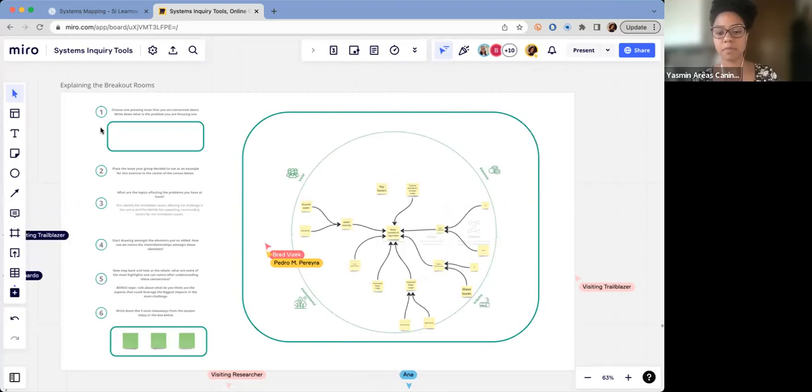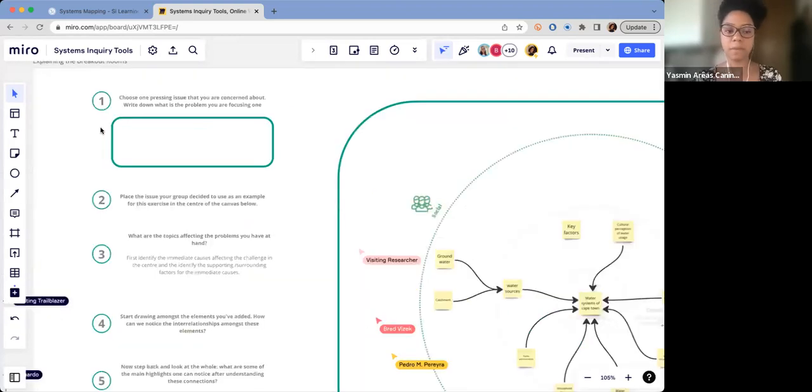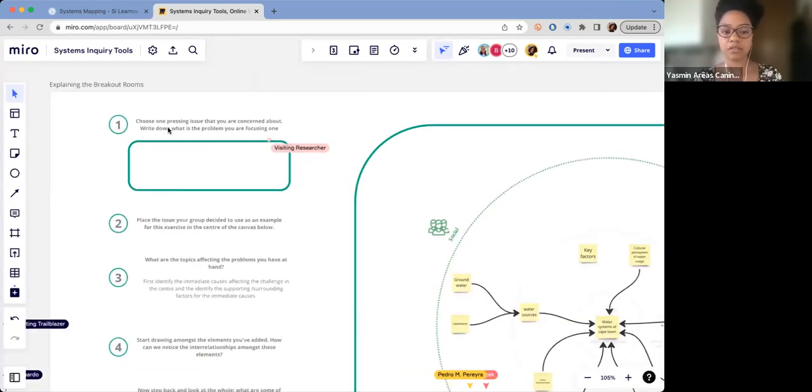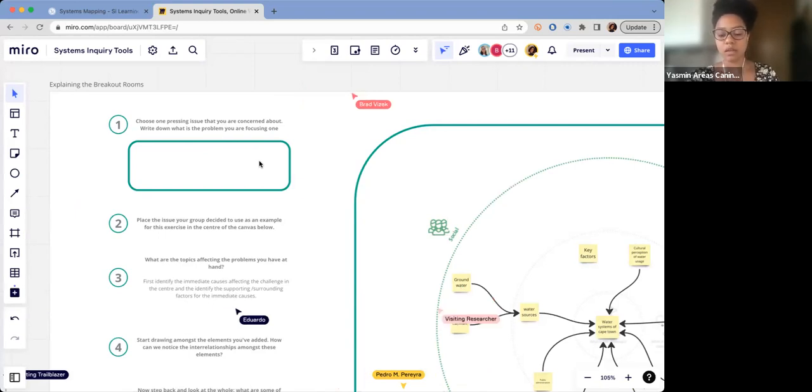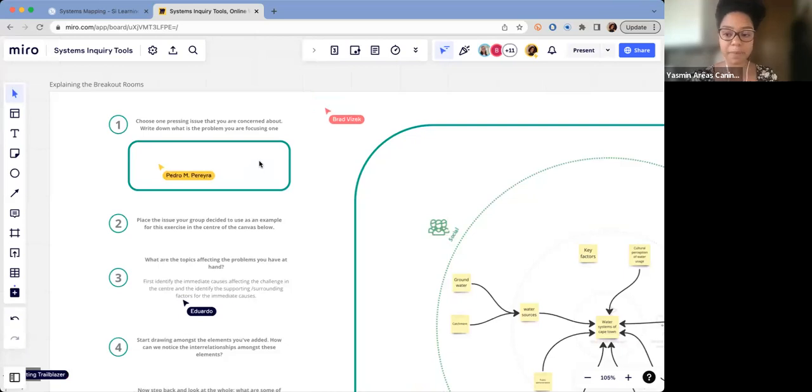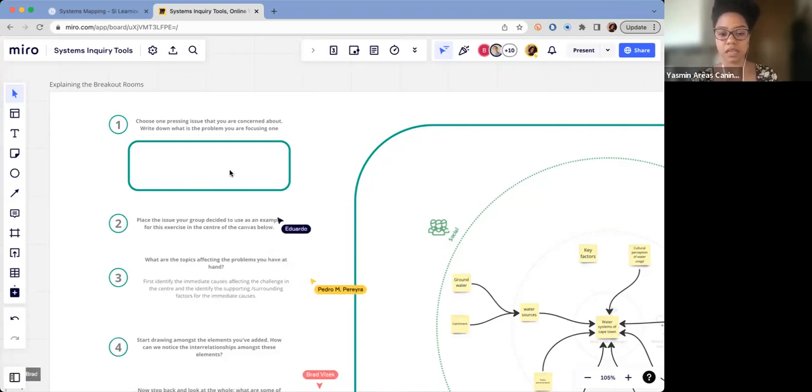This is going to be a very basic exercise. So first of all, choose one pressing issue or challenge that you're concerned about. Write down what the problem is that you're focusing on. So just iterate in your group. What do you think are the challenges that you're concerned about? And then you can just write here some of them and select one of them to focus on in today's breakout room.